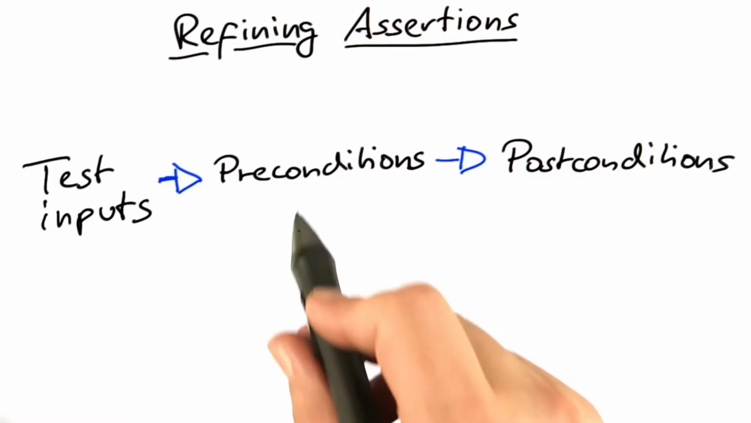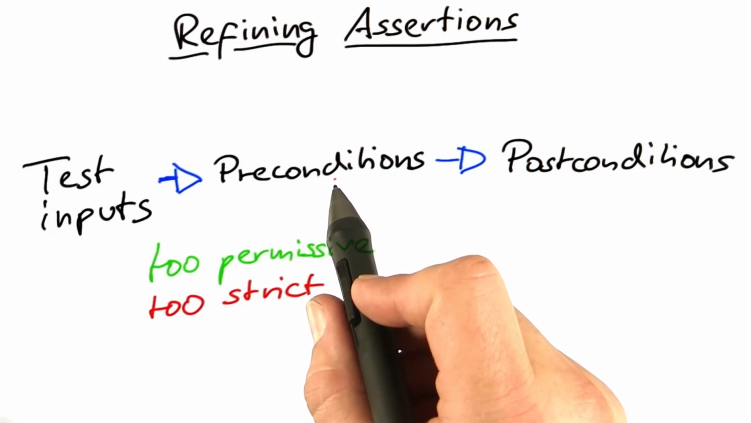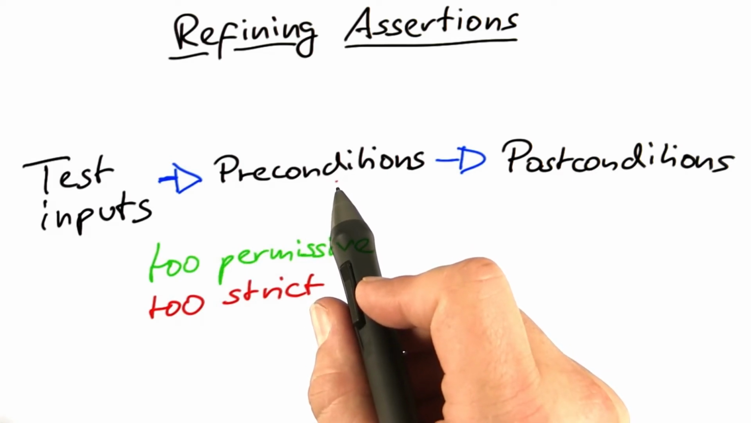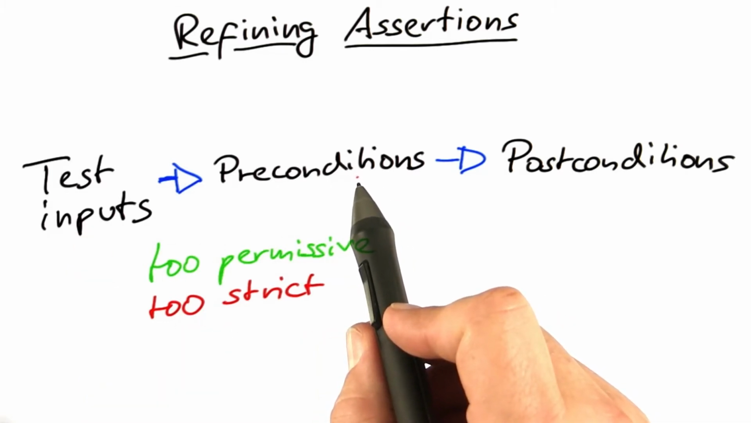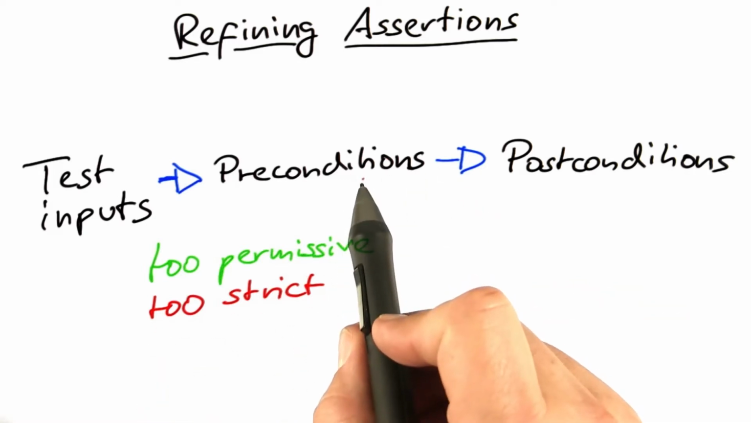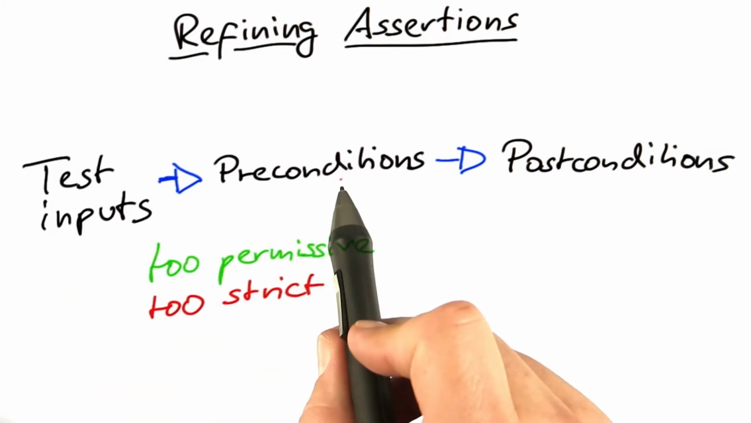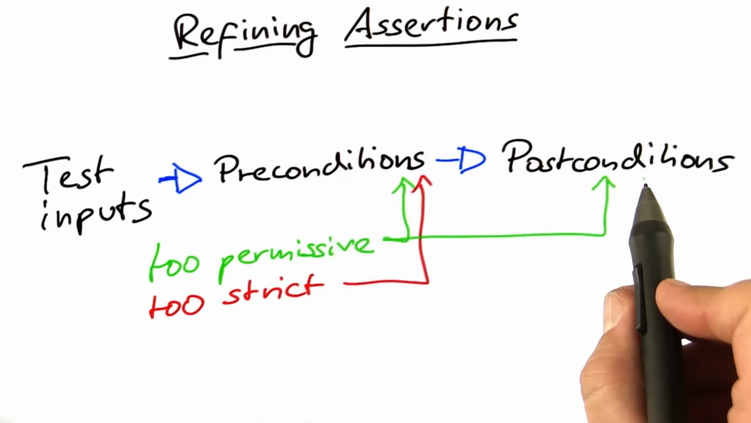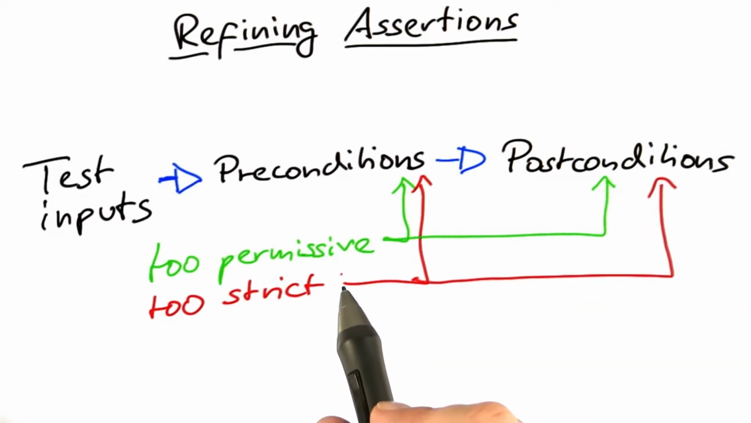Now, as it comes to preconditions and post-conditions, you can be either too permissive or you can be too strict. If you are too permissive with your preconditions, this means that inputs which shouldn't go into the function result in arbitrary behavior. If you are too strict with the preconditions, this means that valid inputs will result in failing preconditions. The same also applies for post-conditions. If you are too permissive with your post-conditions, this means that you will not catch a number of bugs. If you are too strict, however, then you will catch bugs where there are no bugs.